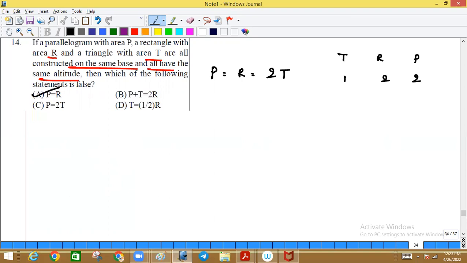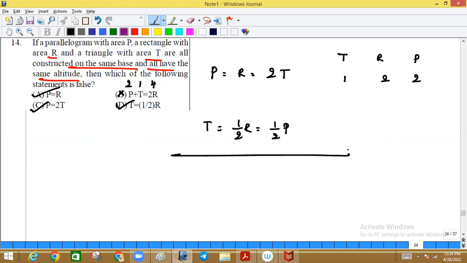Parallelogram is equal to rectangle, correct. Parallelogram plus triangle is 2 times the rectangle. 2 plus 1 is not 4, so that is incorrect. Parallelogram is equal to 2 times the triangle. Triangle is equal to half of rectangle. That's correct. So triangle is not only half of rectangle, it is also half of parallelogram. Understood? If the triangle area is 1, rectangle and parallelogram areas are 2 and 2, when all of them have the same base and same height.